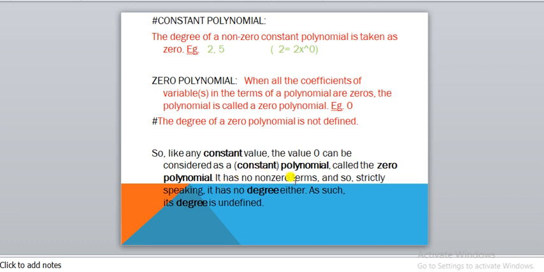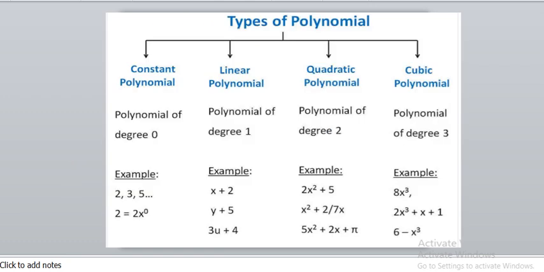It has no non-zero term, and so strictly speaking it has no degree either. When no non-zero terms are there, how can we have a degree? So in the case of the 0 polynomial, the degree is not defined. Now we have seen the types of polynomial.